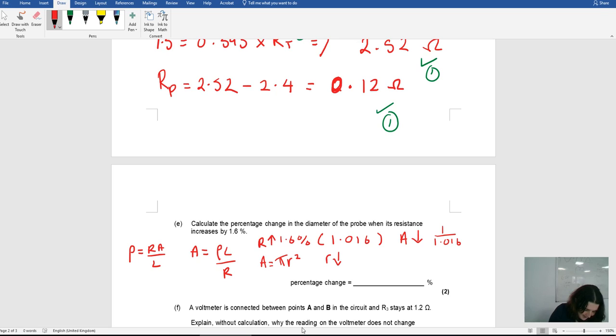So my R is going to be 99% of what it should be, which is a change of 1%. So 0.99, which is 1% downwards.